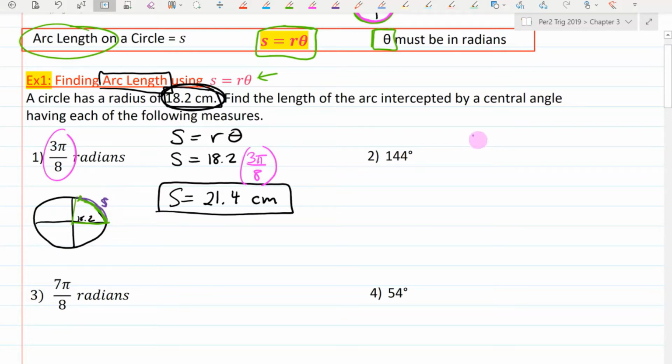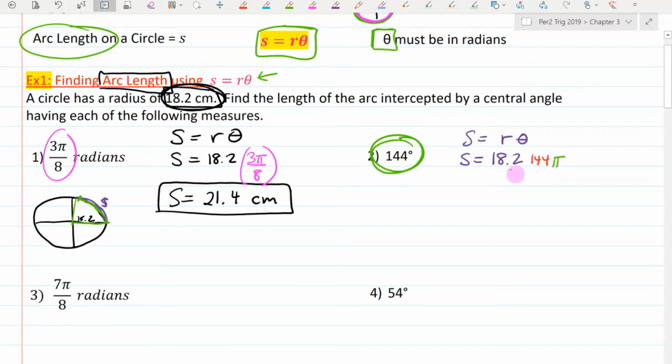For the next one, S is equal to R theta. S is equal to the same radius; we're using the same radius throughout the whole thing. Theta is 144. However, this is in degrees, and we need to have the angle be in radians. So we just attach a pi over 180 here to make that degrees into radians. We don't even have to reduce that. We're putting it into our calculator all at once and letting the calculator do the work for you. So just do 18.2 times 144 times pi, divide by 180, and you should have 45.7 centimeters.